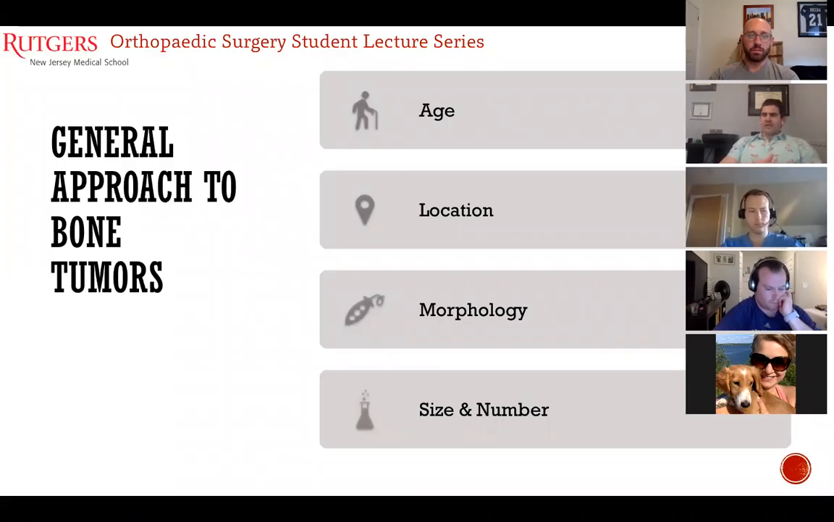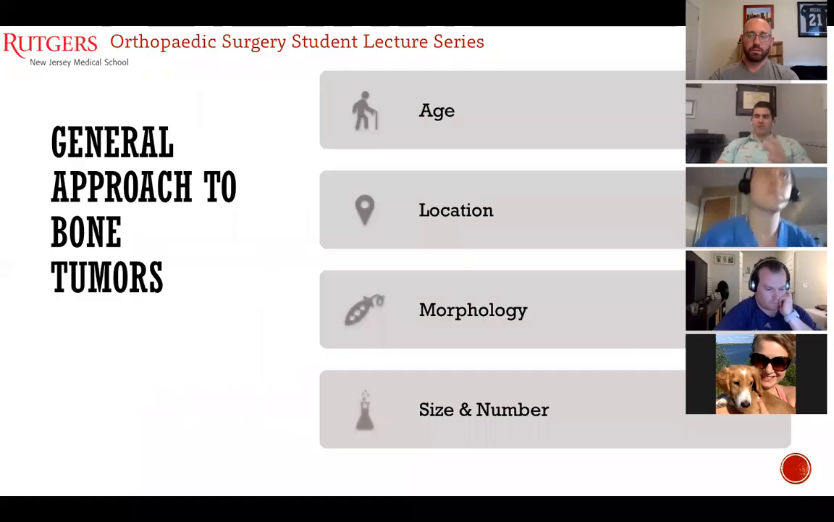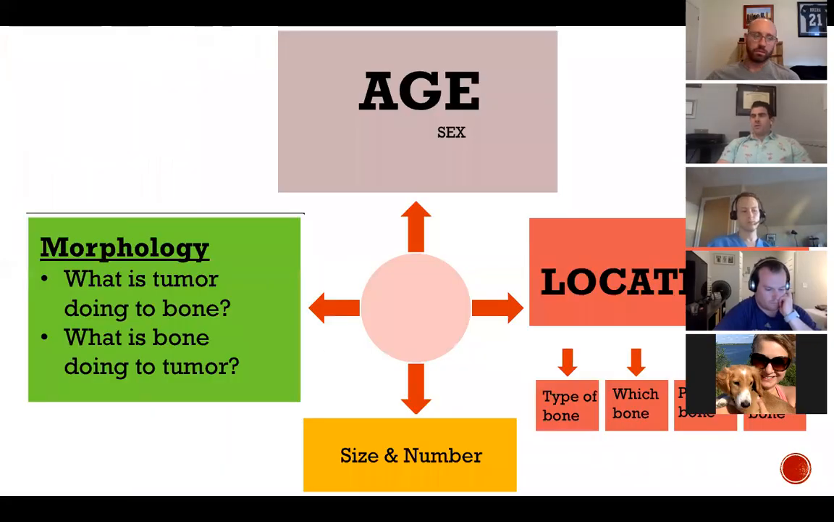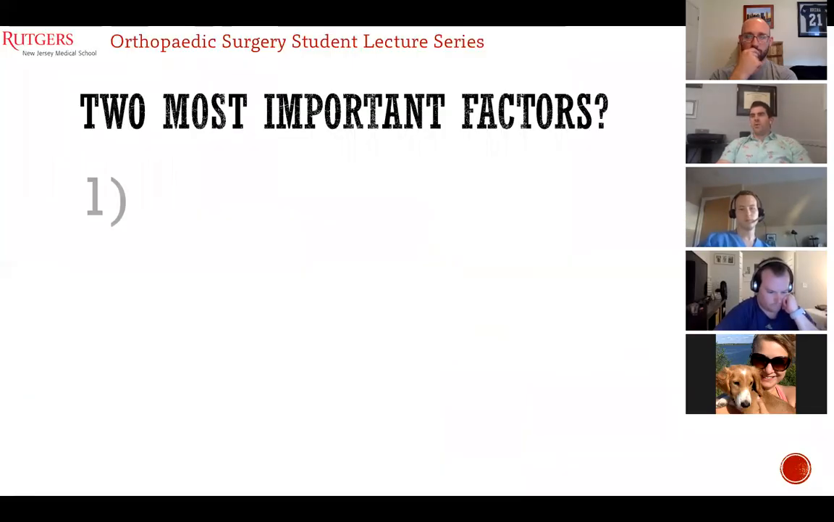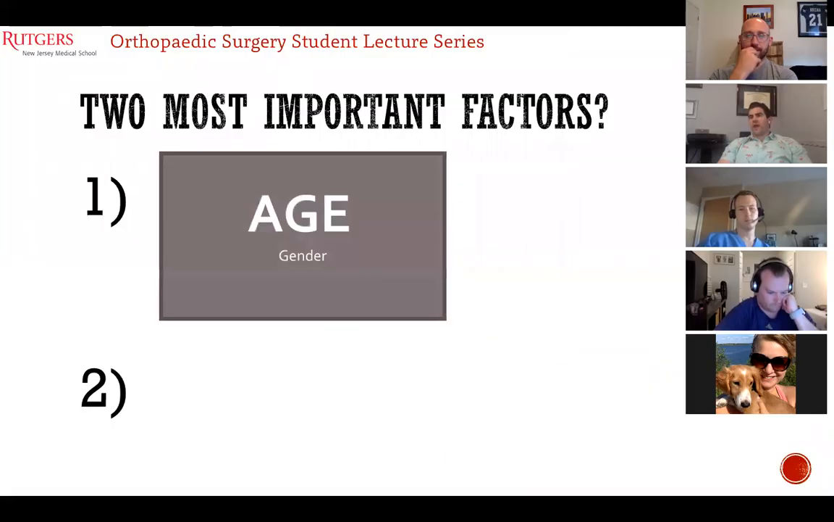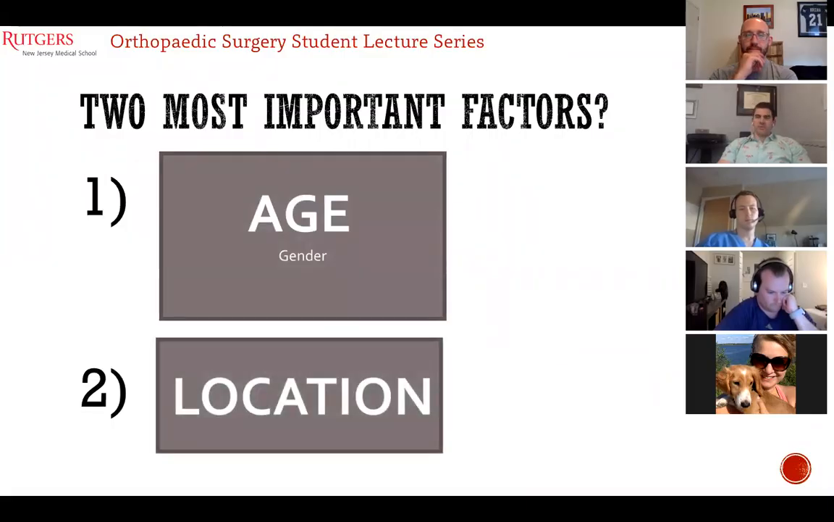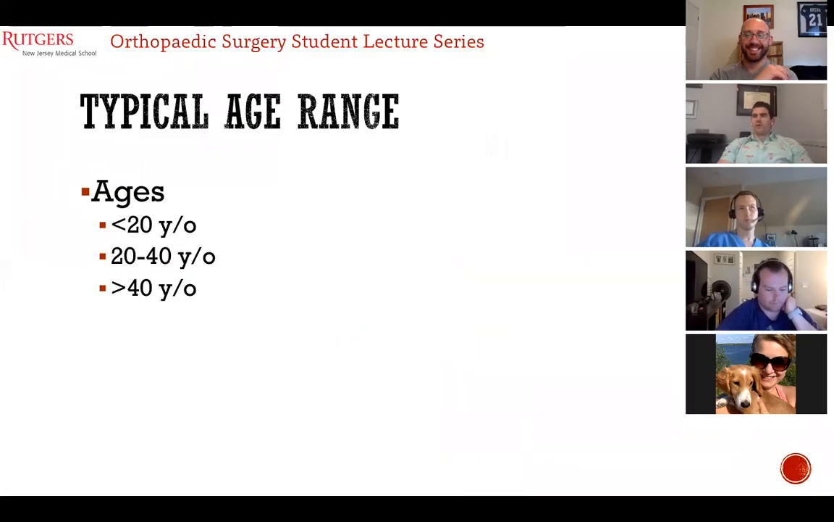So we're going to break things down into 4 categories today. We're going to talk about age, location, morphology, and then size and number with regards to oncologic diagnosis. And if you can break things down into those categories, you're well on your way. So, like we said, age, morphology, location, size, and number. Gender plays a small role, and we'll talk about that. So, what are the 2 most important factors? Like we said, age, location. Going to keep banging it into you, like mud on the chicken wire, for you guys to keep remembering.